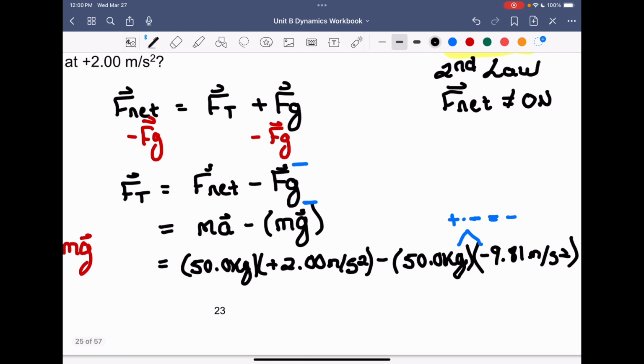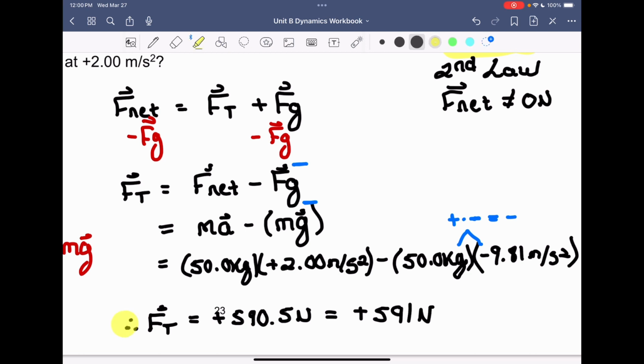Now, this is where we summarize the final answer. We say, therefore, the Ft, or the tension force required to accelerate this object upwards, is positive 590 point, and I believe in my calculator I'm getting 5, which to 3 significant digits is going to give us positive 591 newtons. There we go. So this would be our answer for the tension required to accelerate the object upwards.